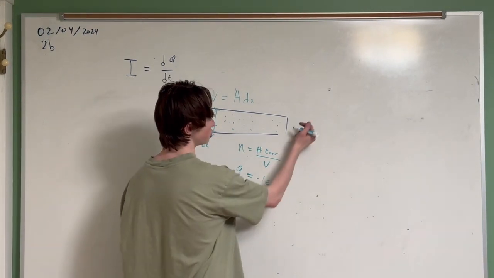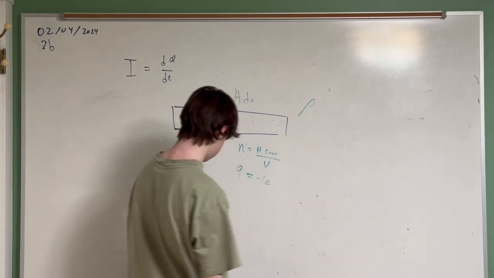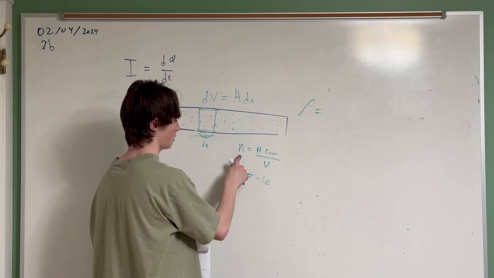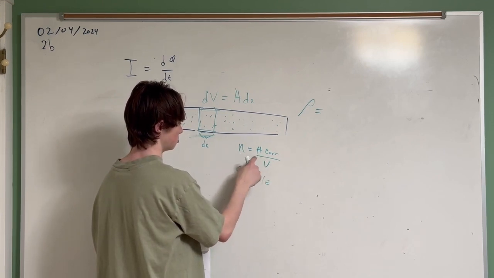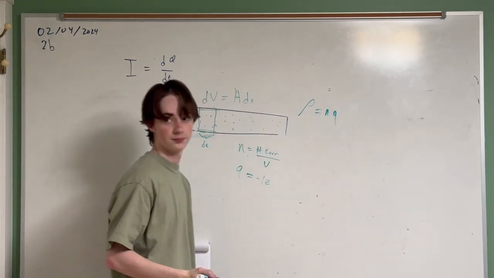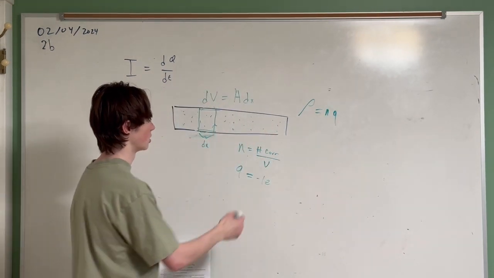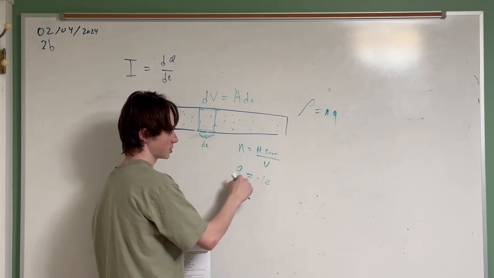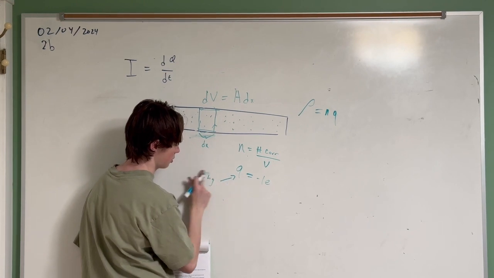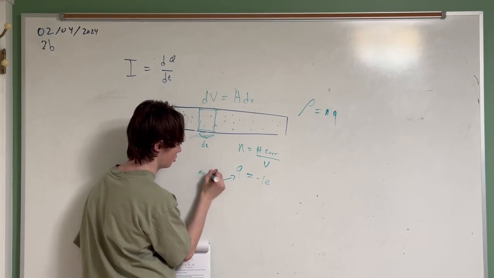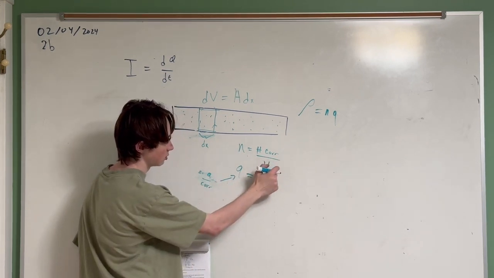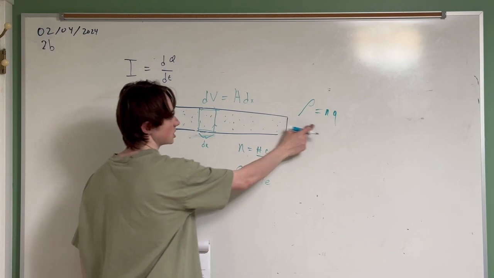This wire has a charge density, rho, and that is equal to the carrier density times the charge. That's because if we have the number of carriers times the charge per carrier, I guess we'll just use q per carrier. Charge per carrier times carriers per volume is equal to charge per volume. That's why we have that.